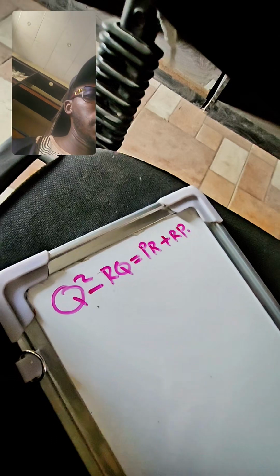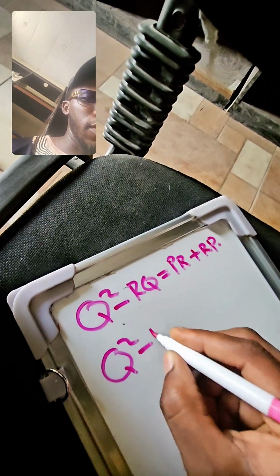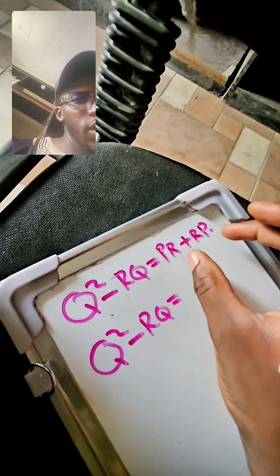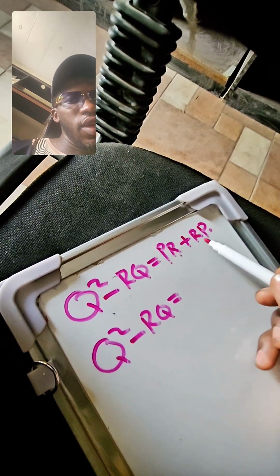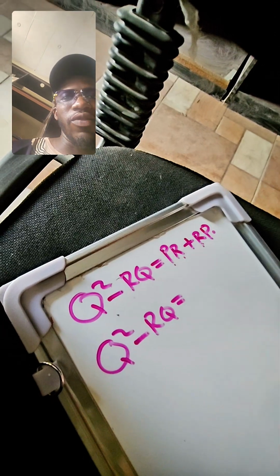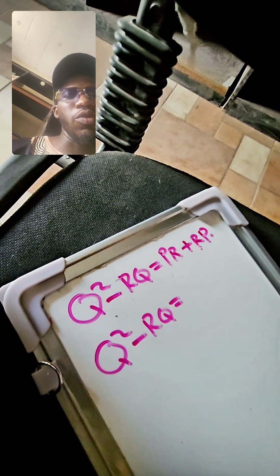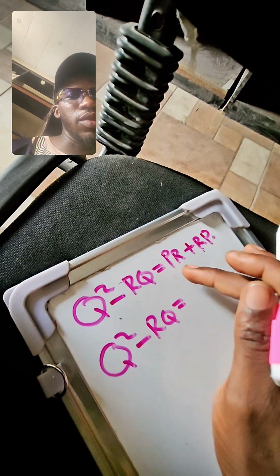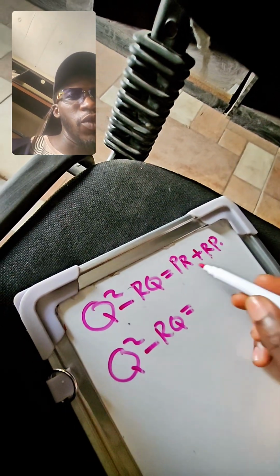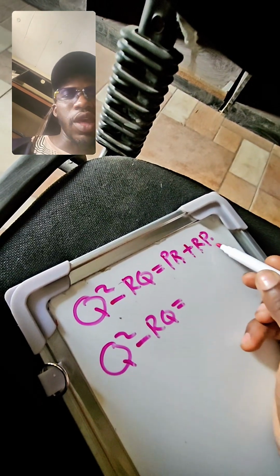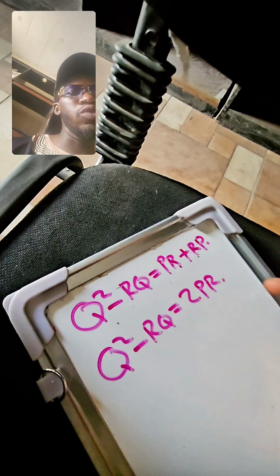Okay, so now you have Q squared minus RQ equals, now remember these terms are the same. You have PR and you have RP. It's just a matter of relationship, but the relationship is multiplication, and multiplication is commutative. So you can say RP or PR is still the same, so all you need is just to add these two terms. So you have PR plus PR, or RP plus RP, that will be 2PR, or 2RP is still the same.